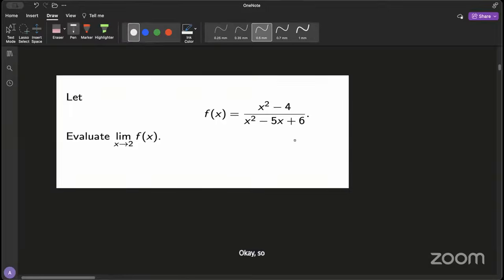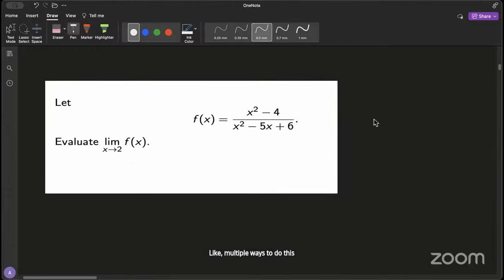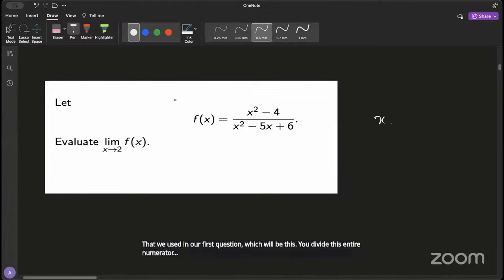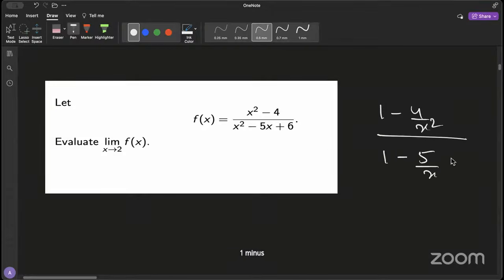Okay, so for this one, there are multiple ways to do it. First is the one that we used in our first question. You divide the numerator and denominator both by x square. So in the numerator, you will have 1 minus 4 by x square, and here you will have 1 minus 5 by x plus 6 by x square. Okay, but this is not going to work.